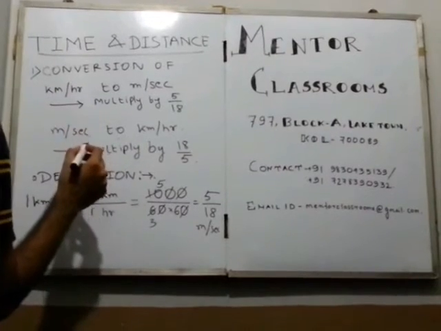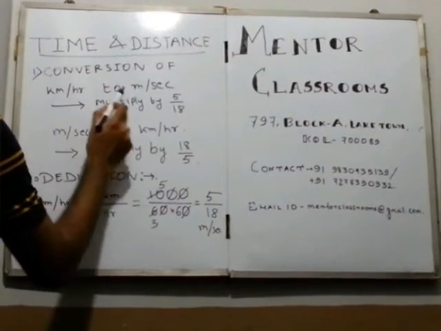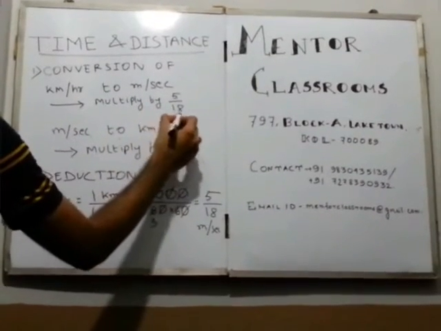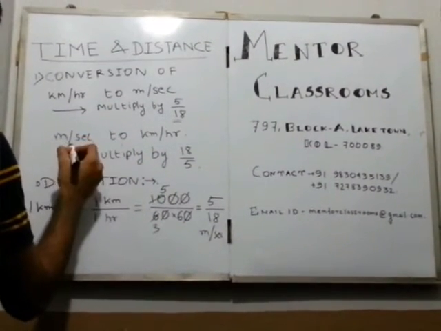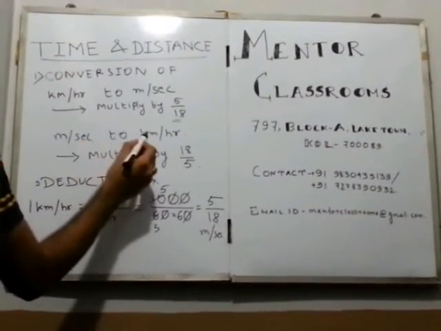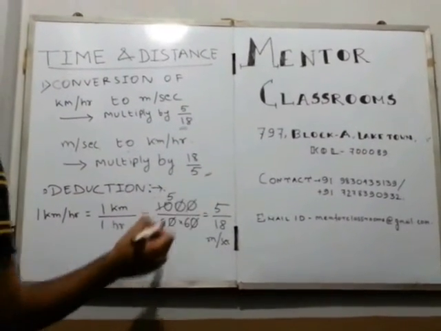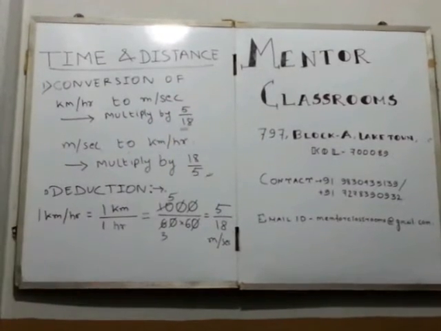So guys, as we are discussing, to convert kilometer per hour to meter per second, we have to multiply by a factor, and that factor is 5 by 18. And similarly, to convert meter per second to kilometer per hour, we have to multiply it by 18 by 5. Now why this 5 by 18? How come this 5 by 18?